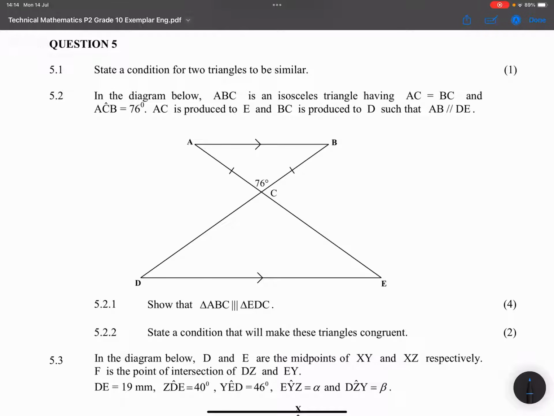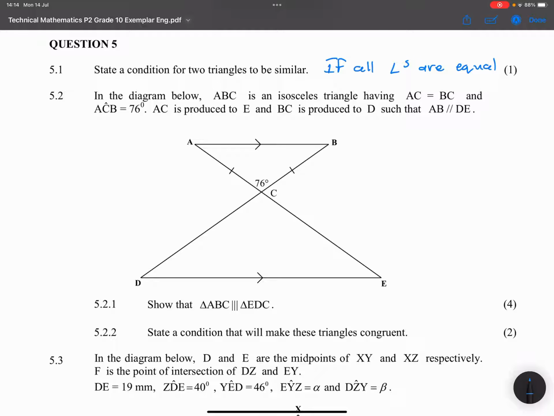Firstly, they say state a condition for two triangles to be similar. Two triangles are similar if all angles are equal. So if we've got angle, angle, angle, then we know that those triangles are similar. That is, if all angles are equal.